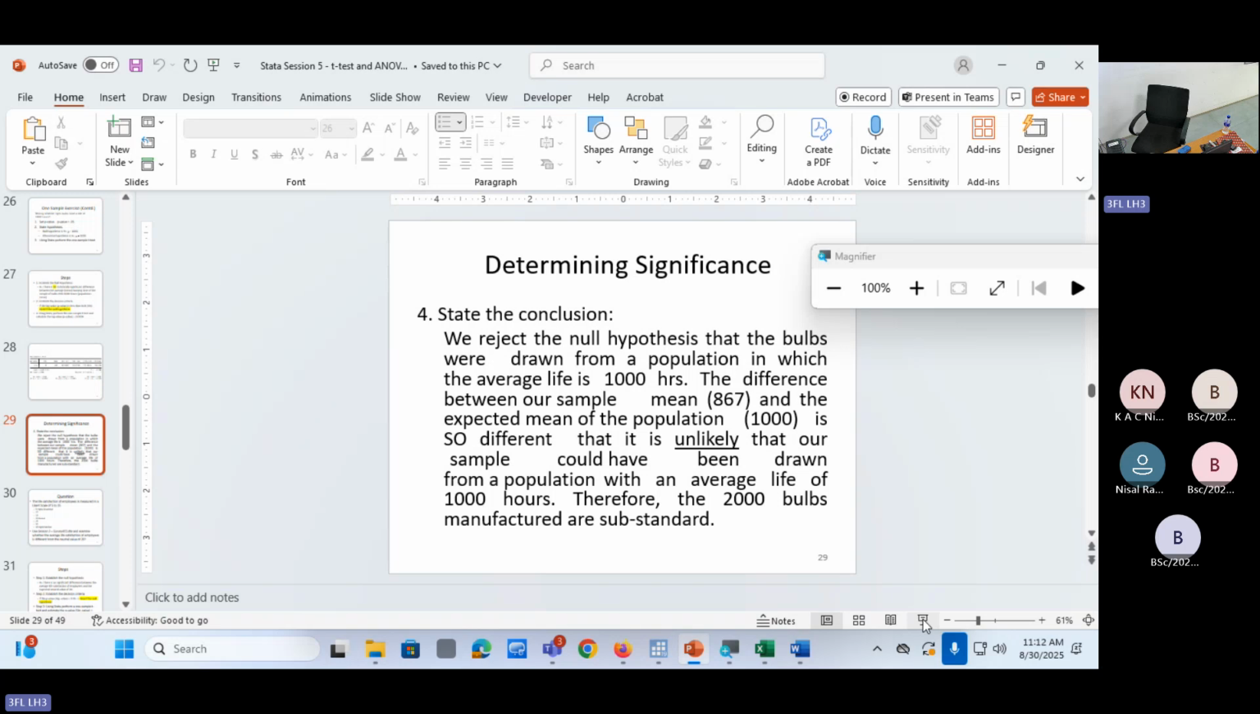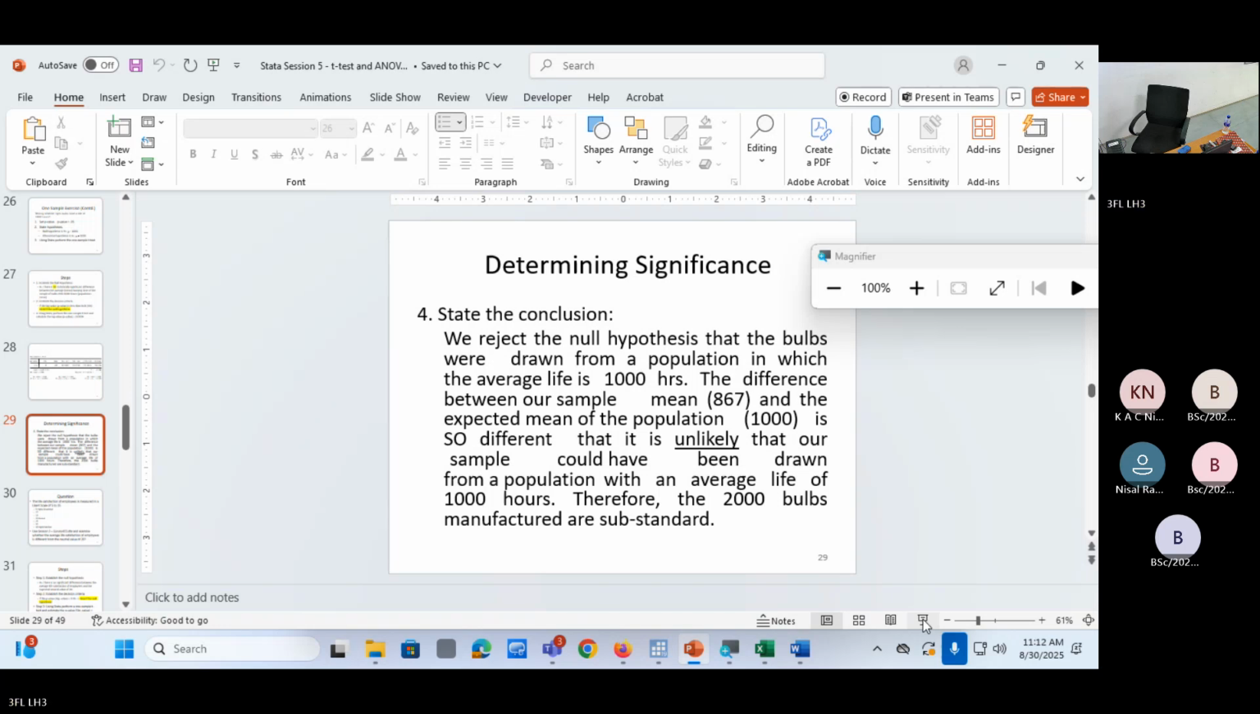We reject the null hypothesis that the bulbs were drawn from a population in which the average life is 1000 hours, which is the expected life. The difference between the sample mean 867 and the expected population mean 1000 is so large that it is unlikely our sample could have been drawn from a population where the average lifetime is 1000 hours. In other words, the 2000 bulbs manufactured are substandard.